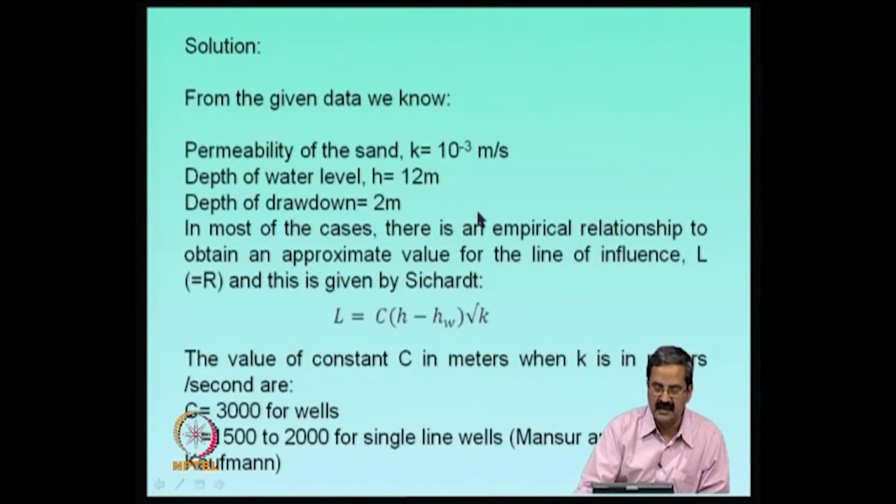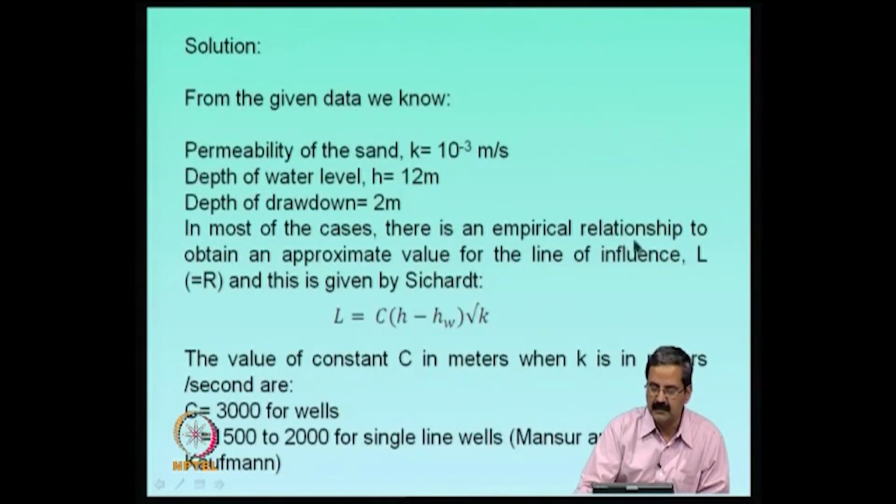What we do is that the first thing we should do is calculate. So, we note down all the conditions required: the permeability value is 10 to the power minus 3 meter per second, the depth of drawdown below the excavation level is 2 meters, and H is 12 meters.